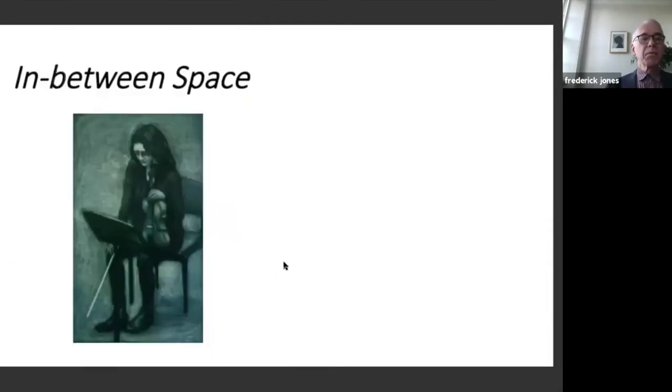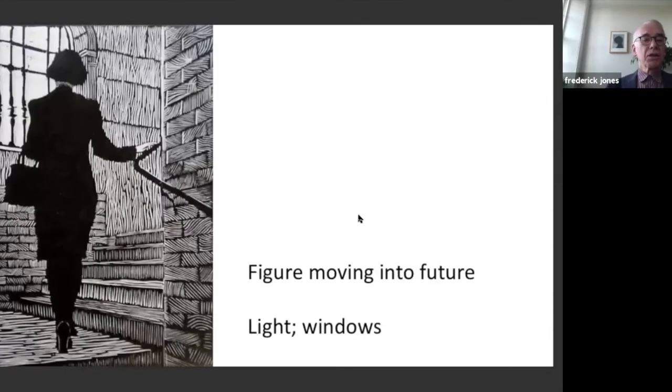Okay, so from space I move to in between space. Here we've got another mezzotint. This is metaphorical in between space. It is the space between silence and beginning a concerto. But really, what I'm interested in especially is physical in-between space, passages, corridors, staircases like this image of the Scotsman Steps in Edinburgh. And this also has got light and windows into the bargain.